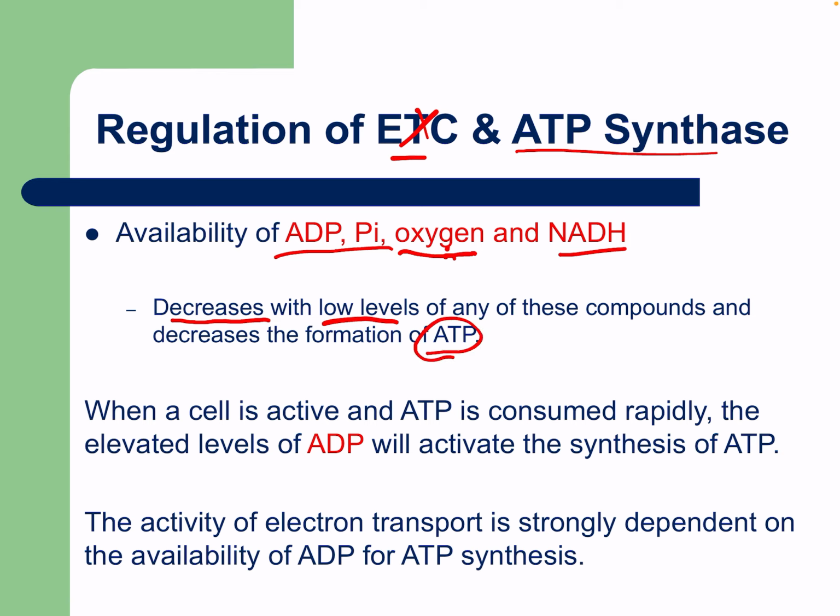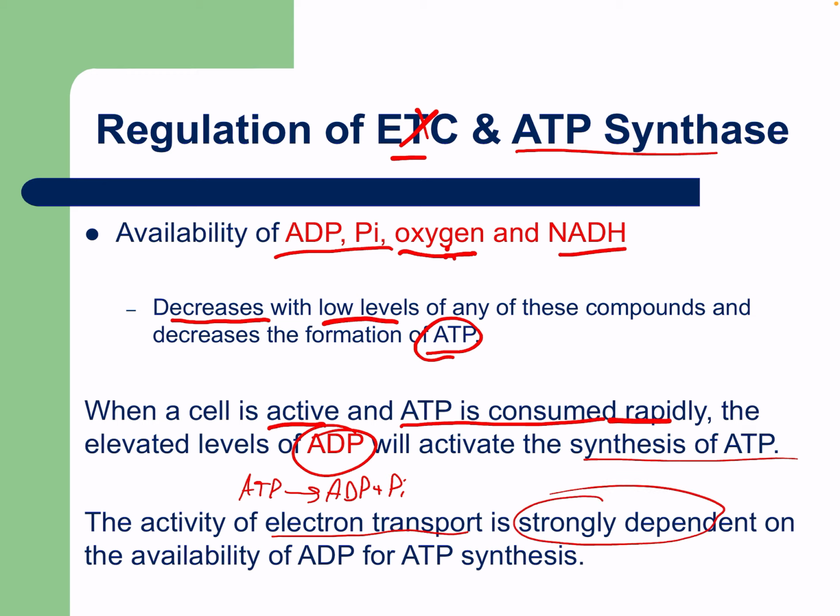So if we have tons of ATP, it's not going to keep wasting energy to produce it when we already have it. When a cell is active and ATP is consumed rapidly, ATP is broken down into ADP and inorganic phosphate, and the elevated levels of ADP will activate the synthesis of ATP. The activity of the electron transport chain is strongly dependent on the availability of ADP for ATP synthesis.